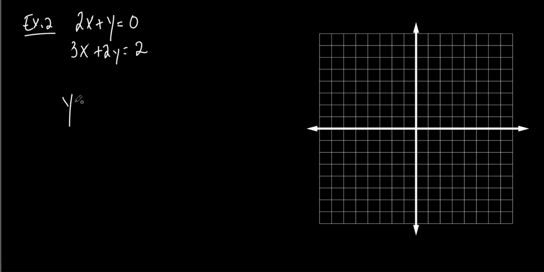What's that? y equals, get the 2x on the other side, negative 2x. All right, so I could graph that. We'll do that in a second. Everybody see what I did? Just subtract the 2x from both sides. 0 minus 2x, negative 2x.